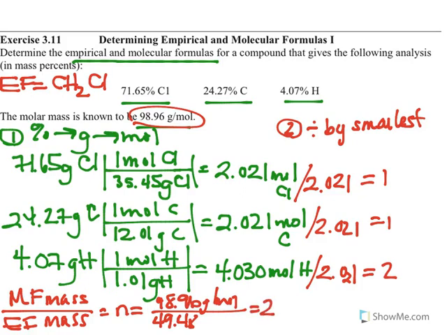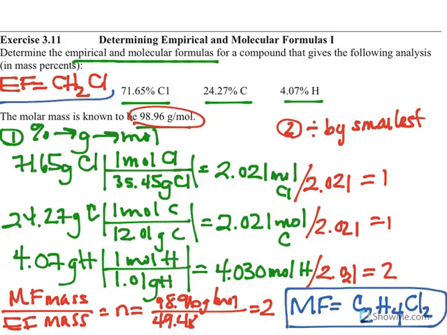And that ends up being then 2 when I divide those out. So my molecular formula should be double my empirical formula. So my molecular formula should be C2H4Cl2. Okay, and so that's how we do that to figure out empirical and molecular formula. Let's go ahead and try another example.